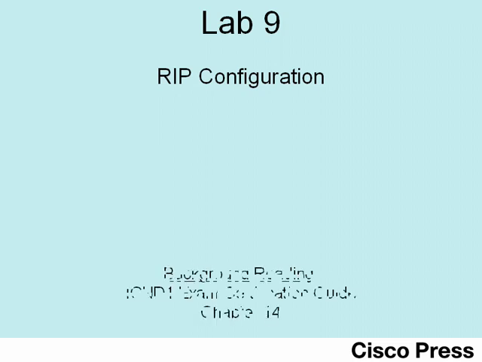Hello and welcome to ICND 1 Lab 9, which shows how to configure RIP with default version settings as well as how to configure a network of 3 routers to use RIP version 2. For those of you using the Cisco Press exam certification guides, note that the material covered in this video is also covered in the ICND 1 book's chapter 14.